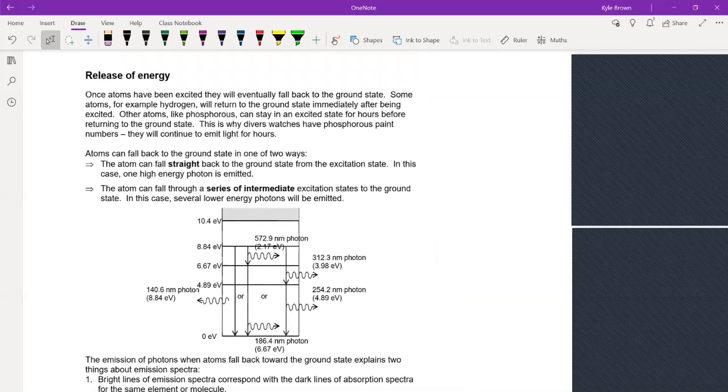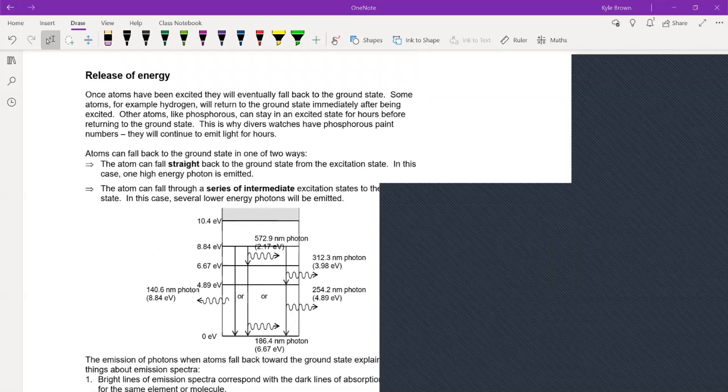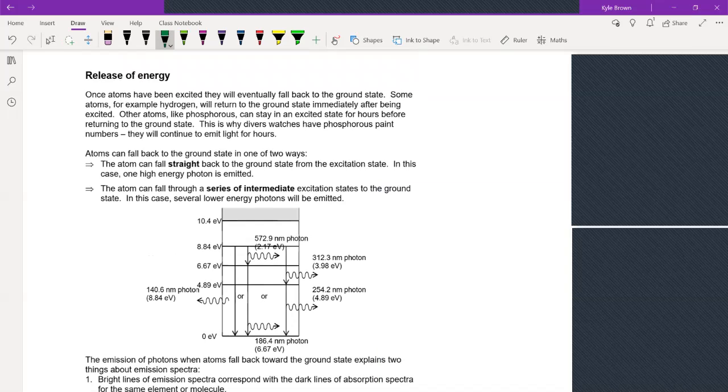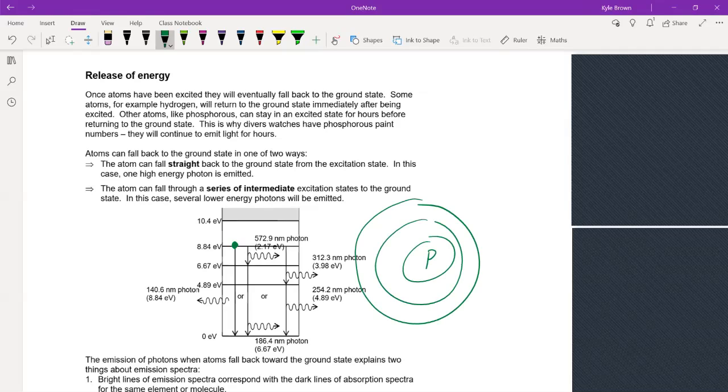Okay, so now release of energy. Once these things get excited, once they get bounced up to a certain energy level, what happens? We've talked a little bit about this in the light unit already. Let's say we get something that bounces up to 8.84 electron volts. Let's draw our atom again because I find this helpful. That's like our first energy level. Let's say this is our second energy level here. Let's call that 4.89 electron volts.